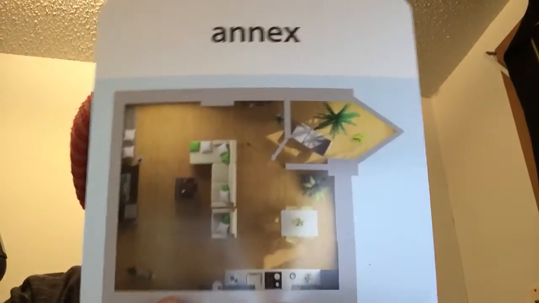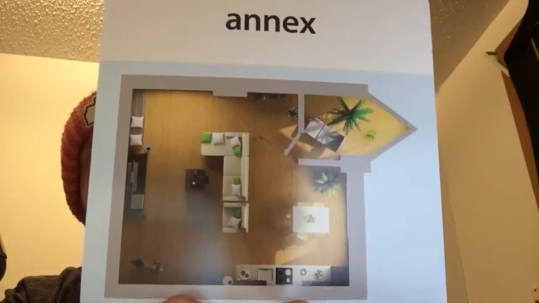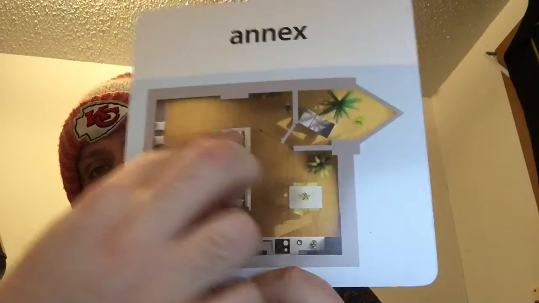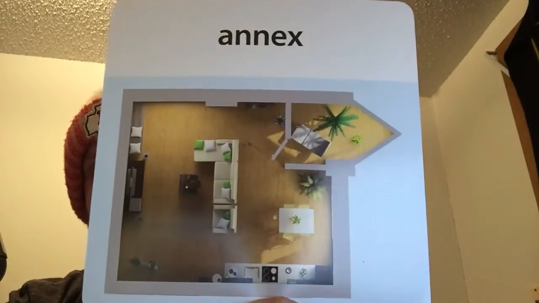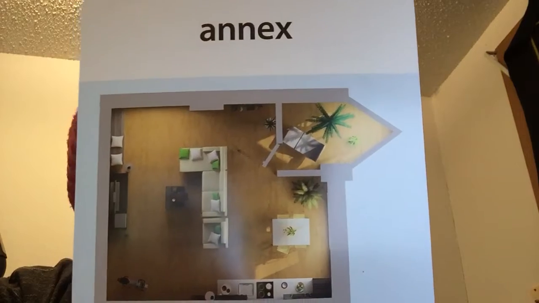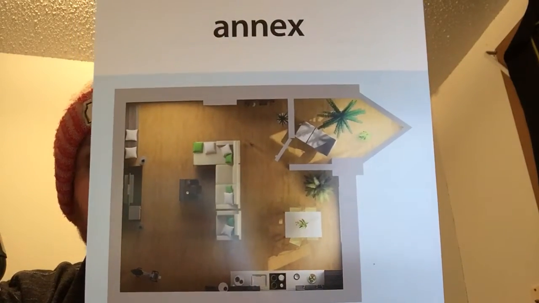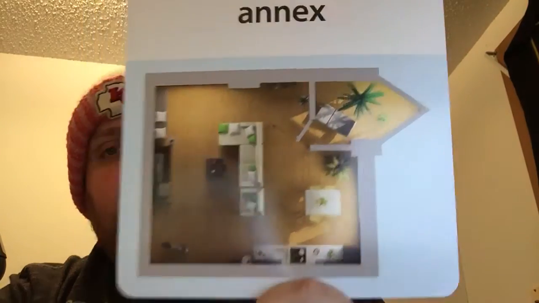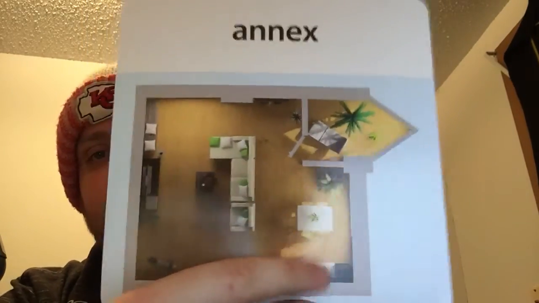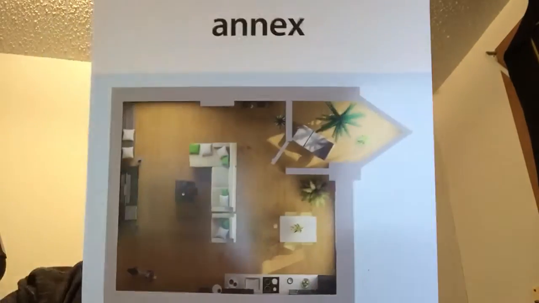The next word is annex. An annex is a room that is attached to another larger room. So this is a huge room. This is attached to that room. See how they cut it off with the walls? It says the apartment includes an annex connected to the living room and kitchen. So that's the thing that they're talking about right there. Living room, kitchen, annex attached to it.